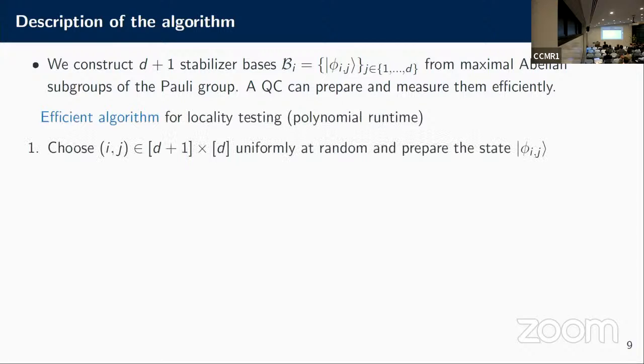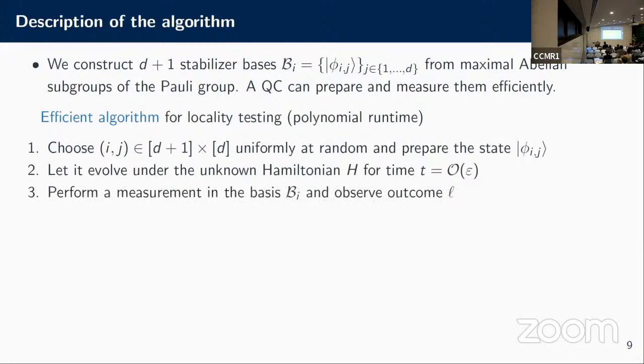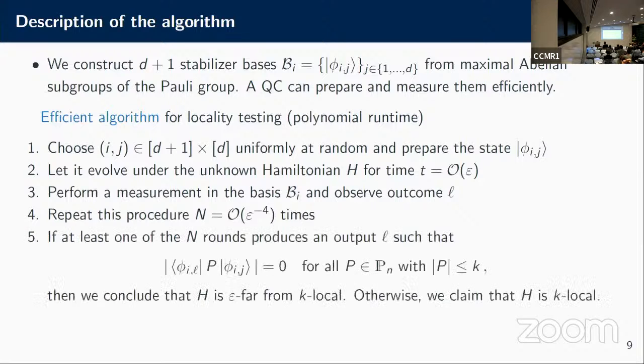So first you choose two indices i and j uniformly at random, and prepare the corresponding state phi_ij. Then you let the whole thing evolve under the unknown Hamiltonian for time t of order epsilon. And you perform a measurement in the same basis that you chose the state from, and observe an outcome L. And then you have to repeat this procedure n times. And now comes the important step.